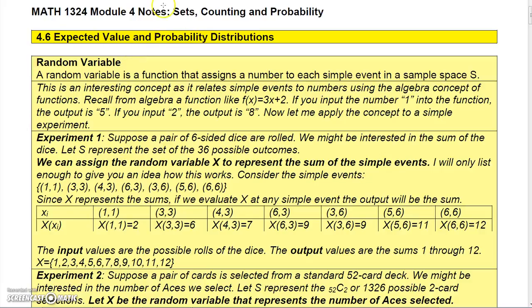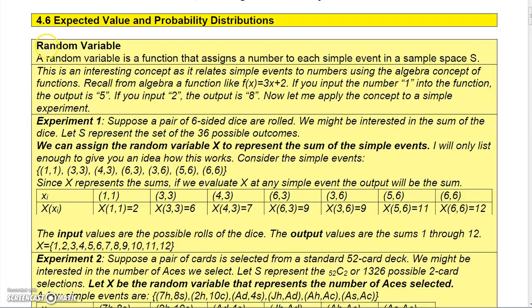Okay, this next section we're going to talk about expected value and probability distributions. First thing we want to mention is a random variable. A random variable is a function that assigns a number to each simple event in a sample space.